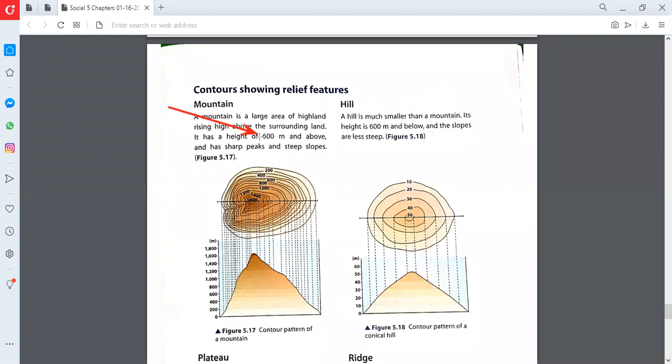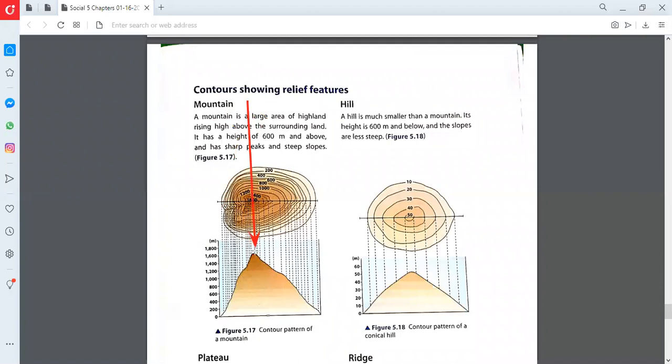that if the land is 600 meters or more than this, or bigger than 600 meters, then it is considered a mountain. If the land is not bigger than 600 meters, it is called something else. We will see what we call it. But if the land has a height of 600 meters or more, then it's a mountain. And a mountain has sharp peaks.